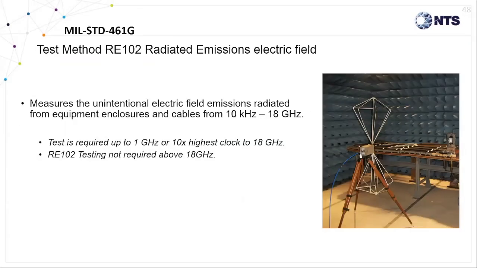One of the most common test methods performed in MIL-STD-461 is RE102. This evaluates the radiated electric field emissions measurements produced from the device under test, really from the device chassis as well as its associated cabling. Tests here are performed from 10 kilohertz to 1 gigahertz, or 10 times the highest operating frequency used by the device, up to 18 gigahertz.